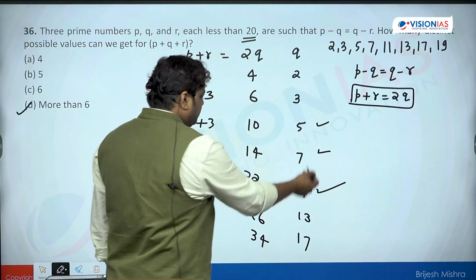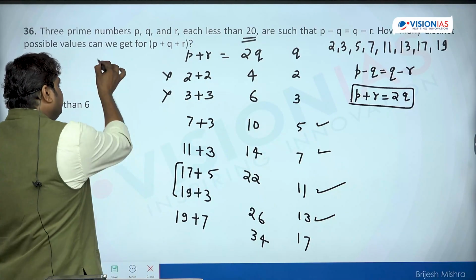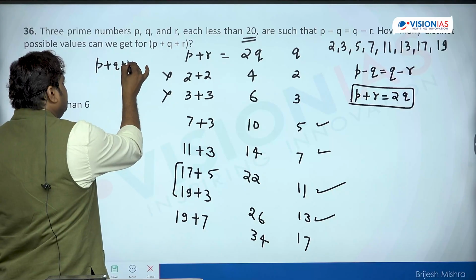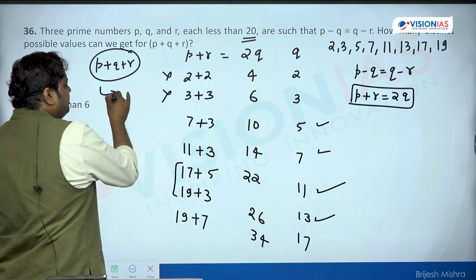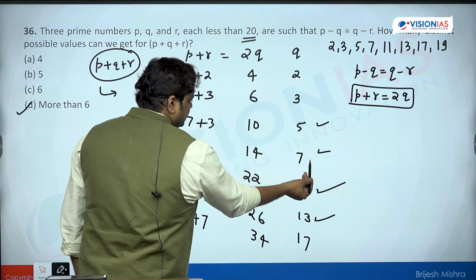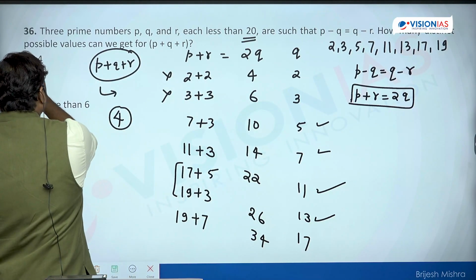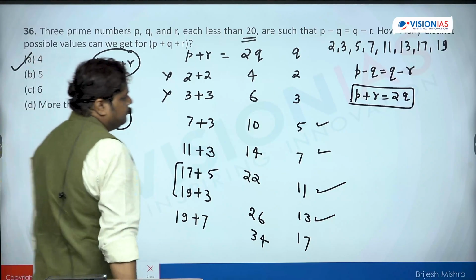So this way, how many total possibilities are we getting? 4. These 4 possibilities are for the sum of P plus Q plus R. That must be distinct. So this is distinct, this is distinct. 1, 2, 3, 4. Total 4 possibilities we are getting.